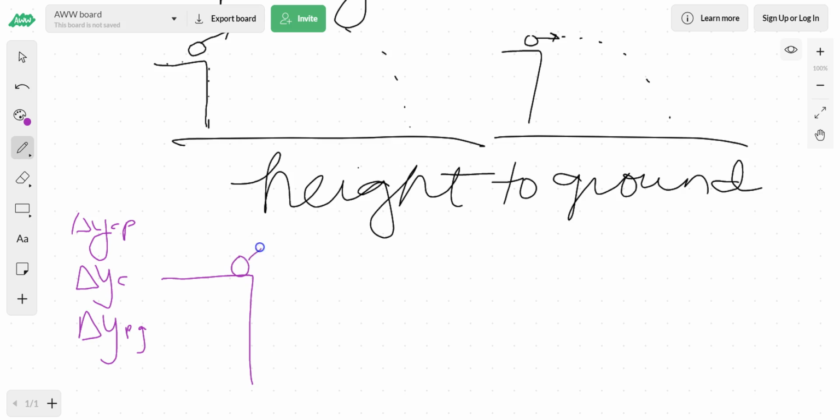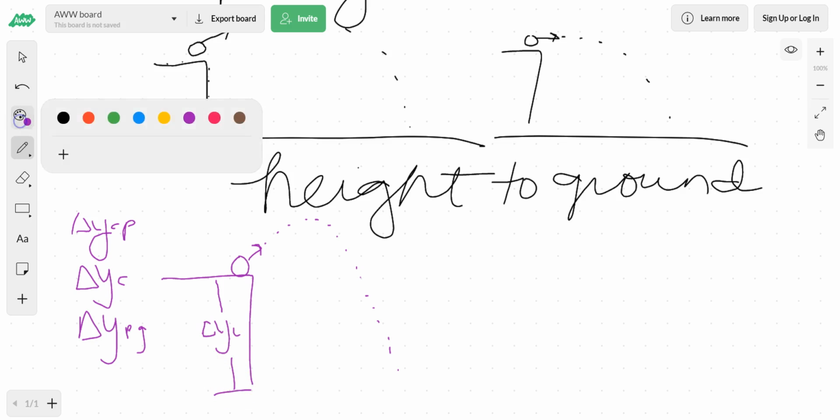Your object is launched, it's going to go up, and then it's going to go down. Your delta y, cliff, is going to be from here down. That's the easy one, delta y cliff, because that's basically just whatever height it initially starts from. Then you have your delta y cliff to peak, and that is going to be from the height of the cliff to the height of the very tip top. Sorry for the terrible handwriting.